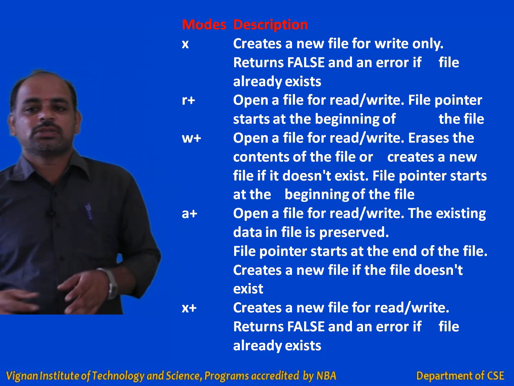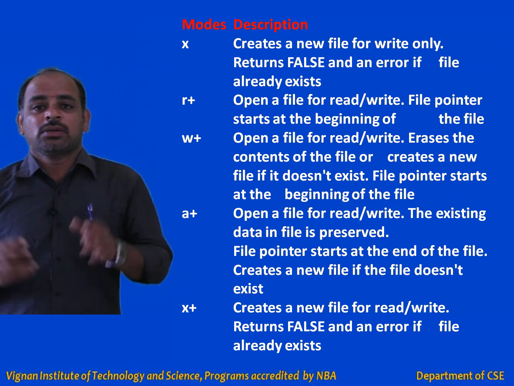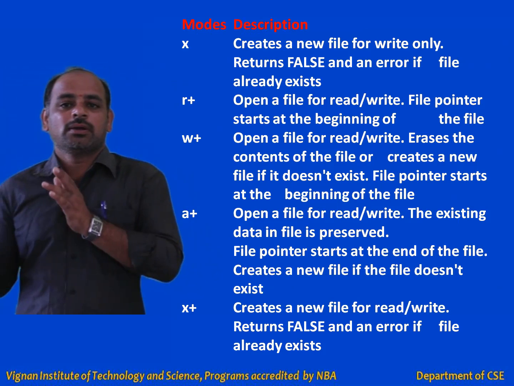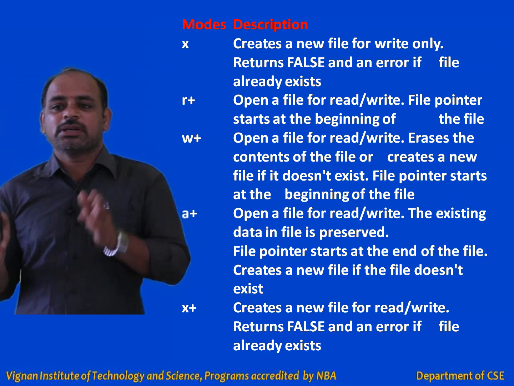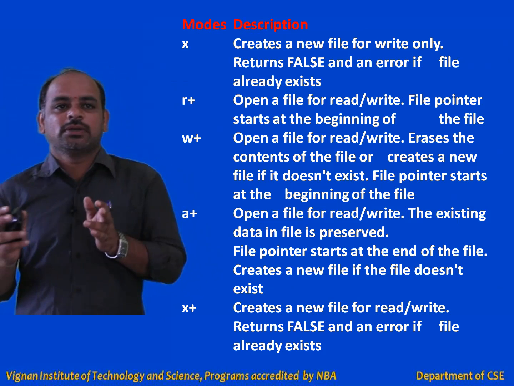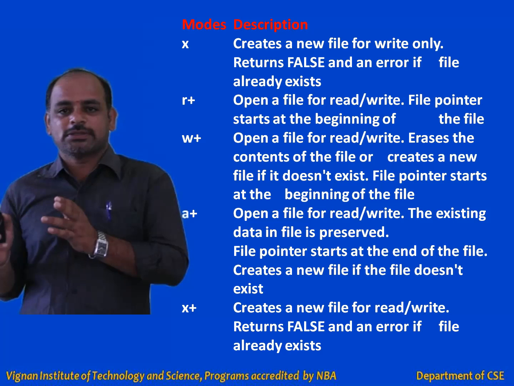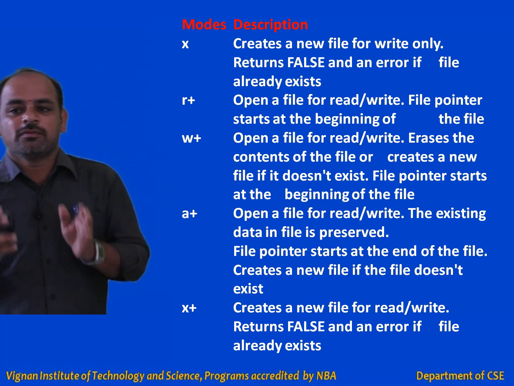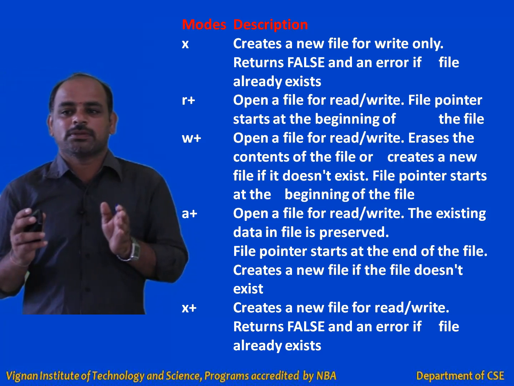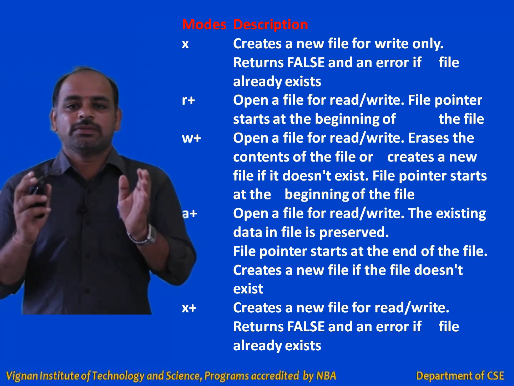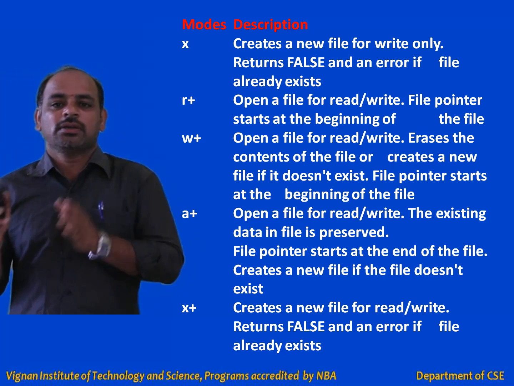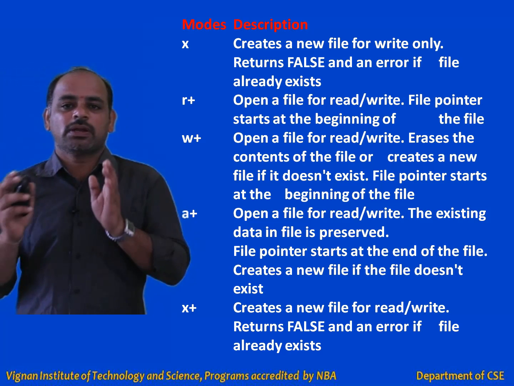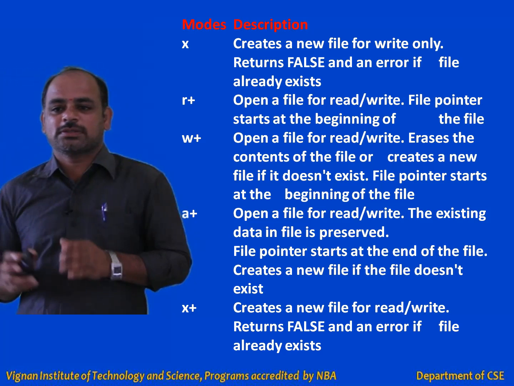Next, another mode is X. If you want to create a new file, then you have to open the file in X mode. X creates a new file for write only. Once the file is opened in X mode, you can perform only write operations on that particular file. If a file with the same name already exists, fopen returns the Boolean value false; otherwise it returns true, and the file will be opened successfully.